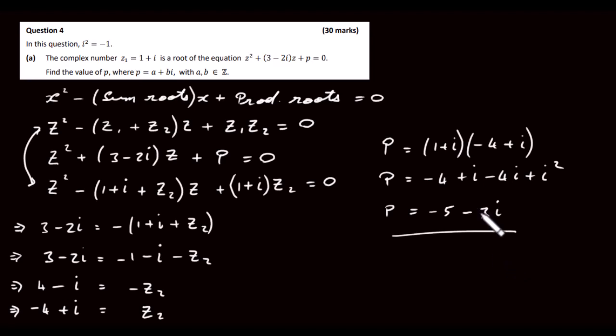So that's kind of a long-winded way of doing it. Let's do it maybe a shorter way. If we know that z1 is equal to 1 plus i is a root, that means if we substitute that in here for z, we should get 0. So let's do that here.